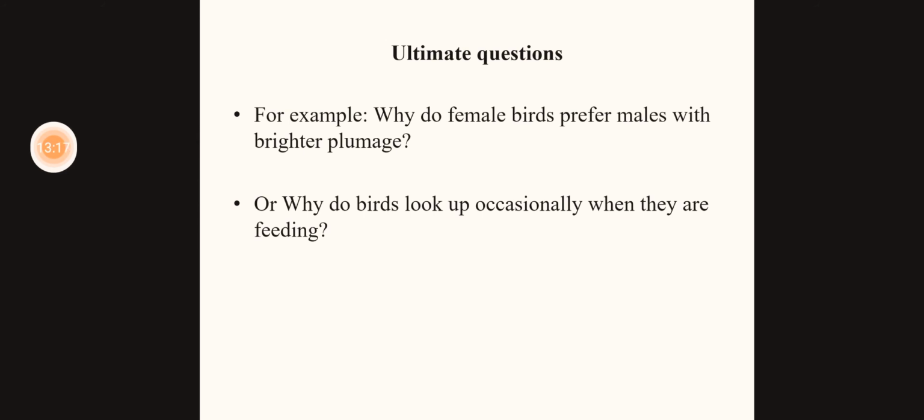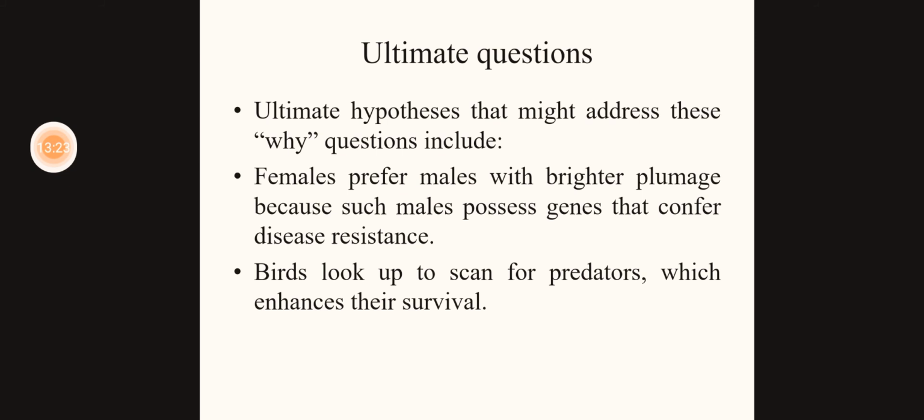And that's the behavior text explanation, a logical, based answer, and that is ultimate questions. Ultimate hypotheses that might address the why questions include, for example, females prefer males with bright plumage because such males possess genes that confer disease resistance.